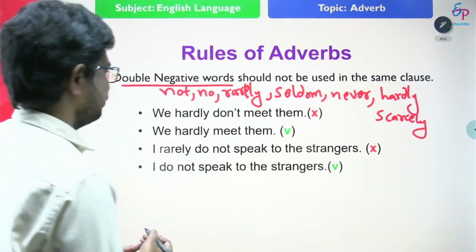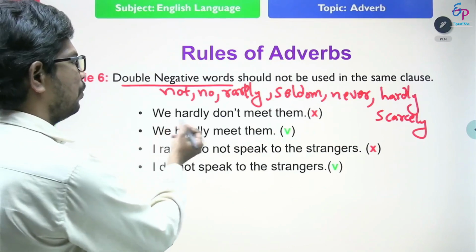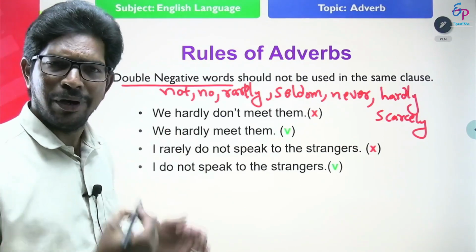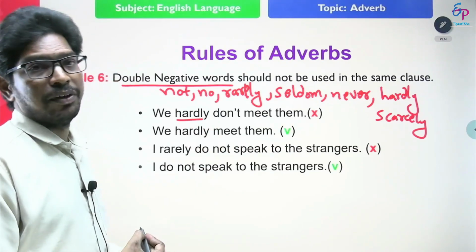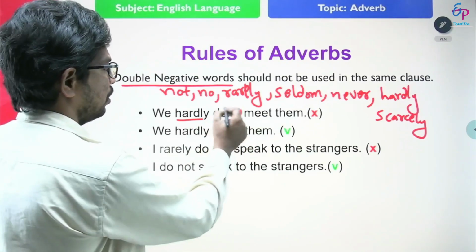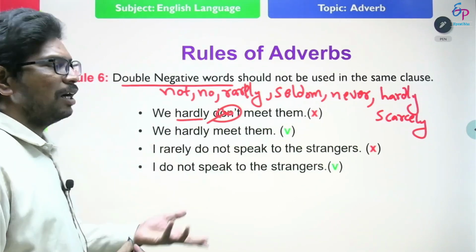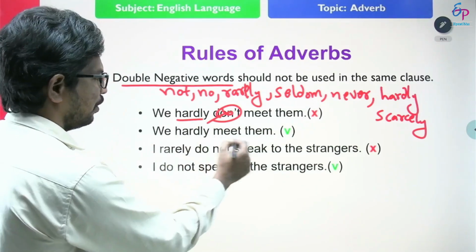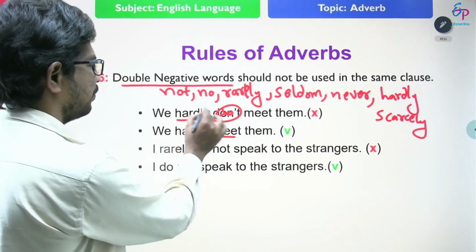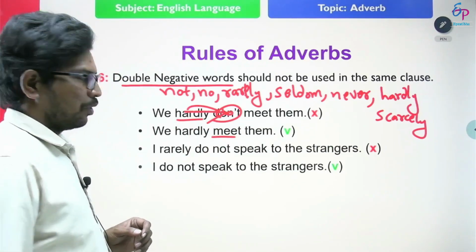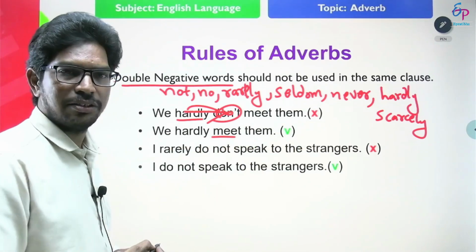Look at this example and find out the error. We hardly don't meet them. The word hardly itself gives a negative meaning. So we should not use don't again. So we hardly meet them is correct, and we hardly don't meet them is wrong, because double negative words are not used together. What is the correct one? We hardly meet them is right.